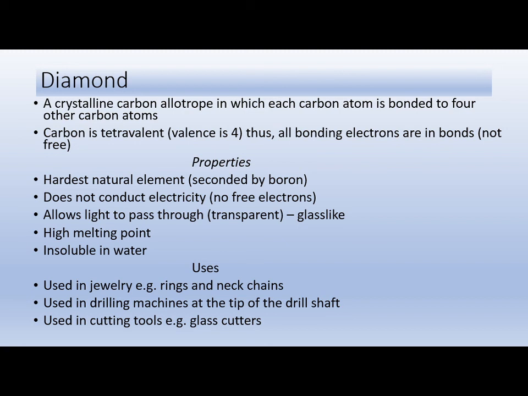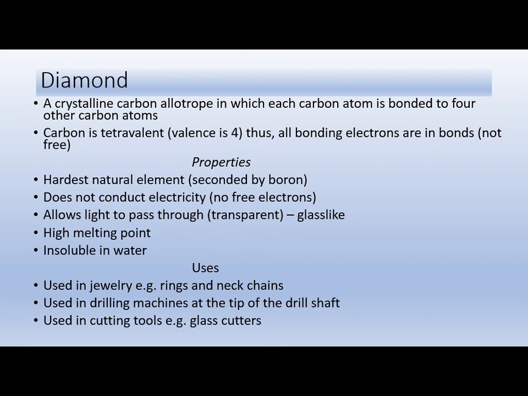It can bend light uniquely, making it appear to glow, or causing light to be reflected uniquely, and that is so interesting to us, and we tend to buy diamonds at very high prices because of that, but it's all because of bonding. Carbon is tetravalent, has a valence of 4, and all bonding electrons are in bonds, not free. Therefore, in diamond, all the 4 valence shell electrons are actually involved in bonds.